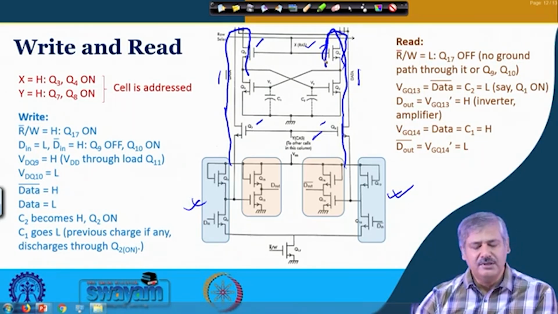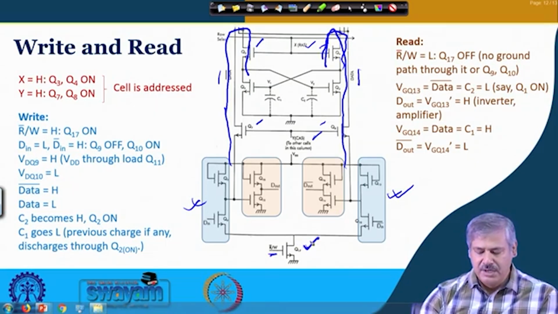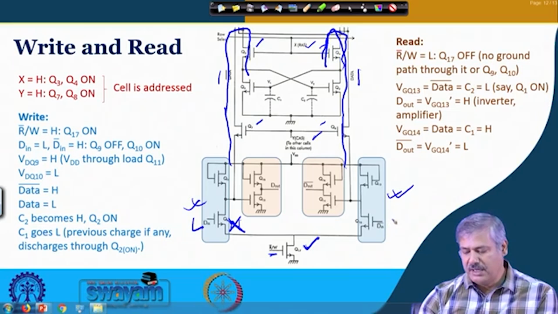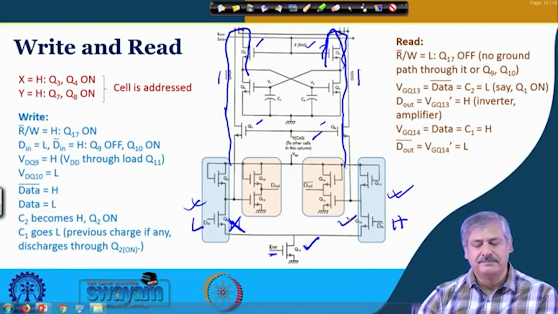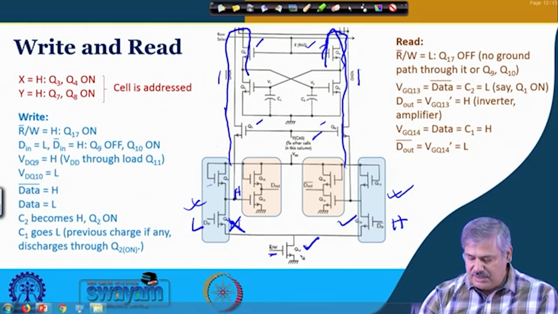Is it clear? So, in the write operation, this particular one is high, so this is on, so this is on, right. So, if D in is low, then this transistor will be off. I put a cross mark means off, and then D in bar will be high, so this will be on. So, at that time what happens if this is off? This transistor is used as a load. So, this will be high, and this one is on means there is a path available, this Q17 is also on. So, this will be low, right.